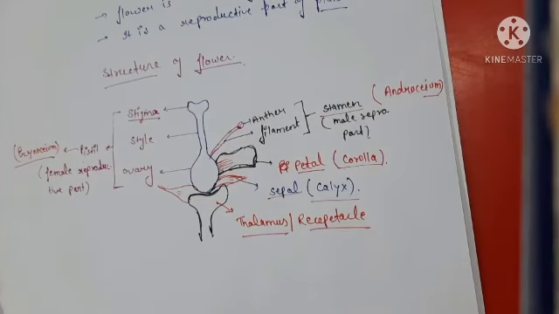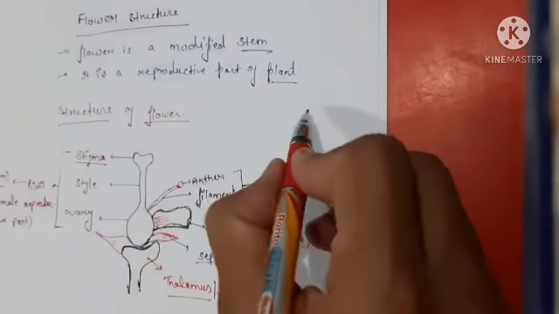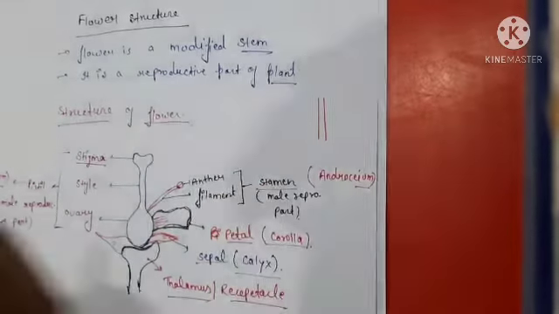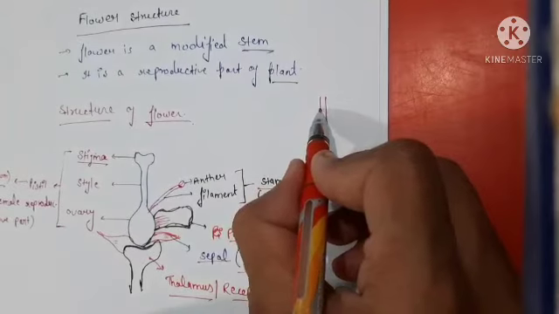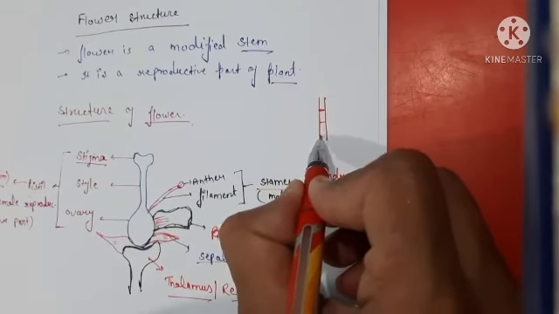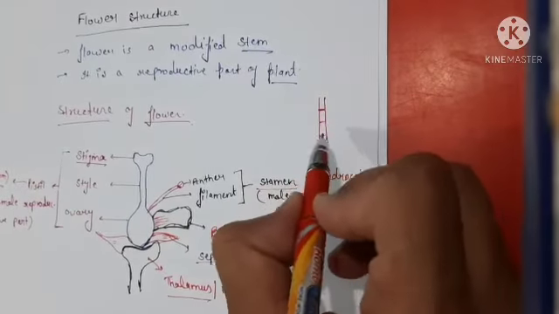Friends, now we will explain practically. Sorry, one more thing we'll skip. Suppose it is a structure of a stem. So here you see some dots are here.